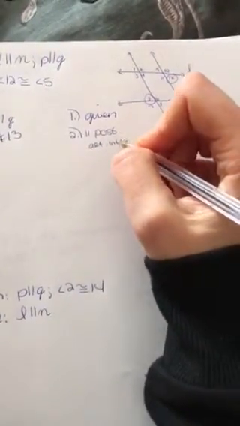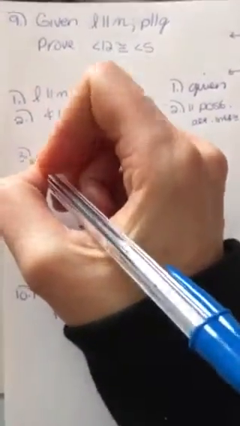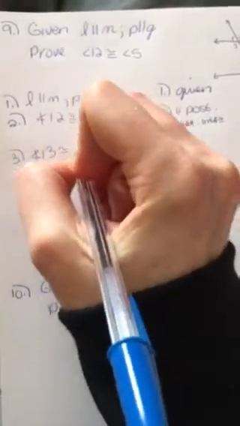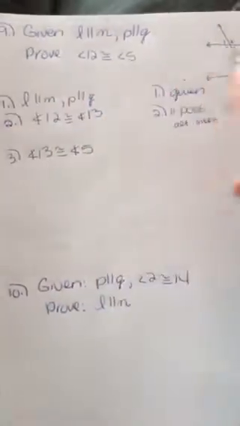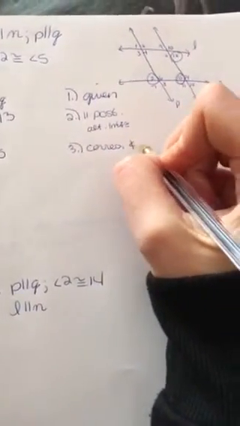Because those two lines are parallel. There we go. Okay. And then we can say that angle 13 is congruent to angle 5 by the corresponding angle theorem, which says that corresponding angles are congruent.